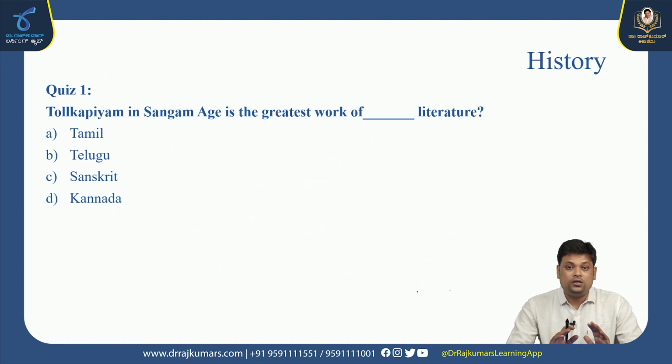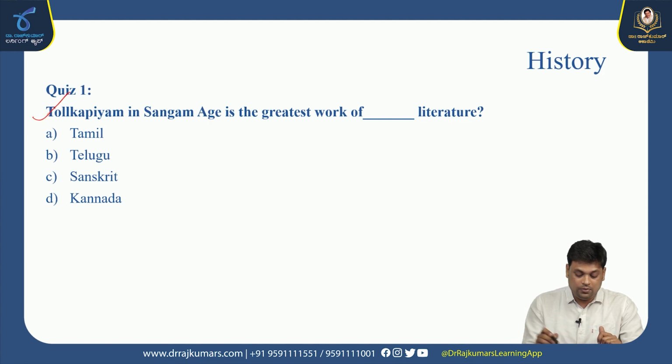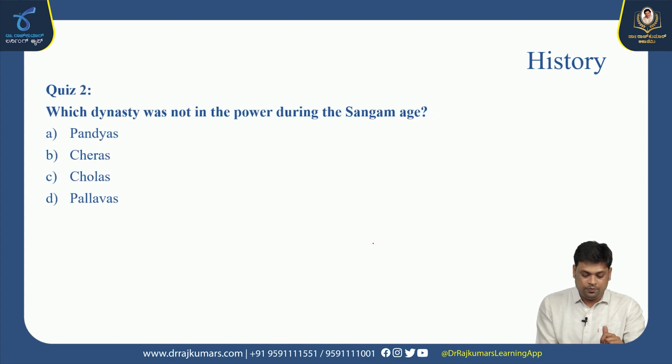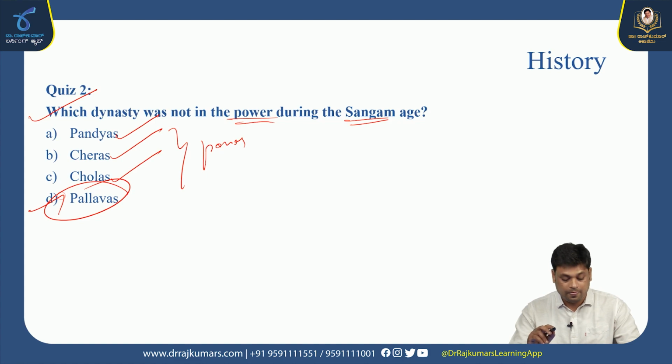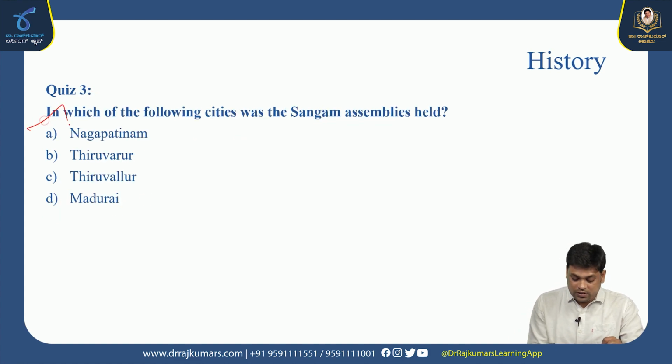So based on the topic we discussed, a few questions that we will discuss now. Tolkappiyam in the Sangam age is the greatest work of which literature? Tamil literature, the oldest, greatest work of Tamil literature. Which dynasty was not in power during the Sangam age? Pandyas, Cheras, Cholas, they are in power, but not in power is Pallavas. The answer is D.